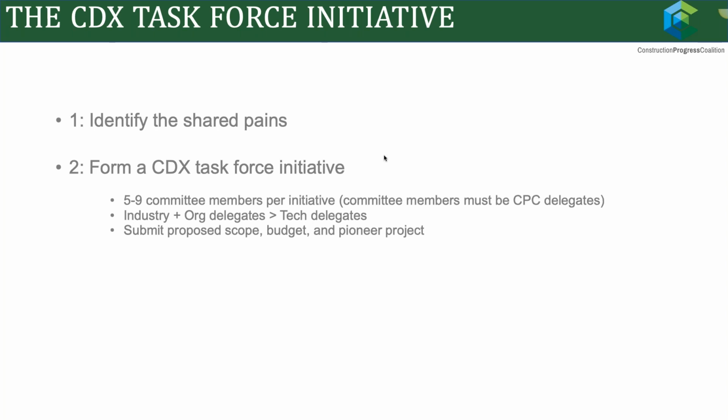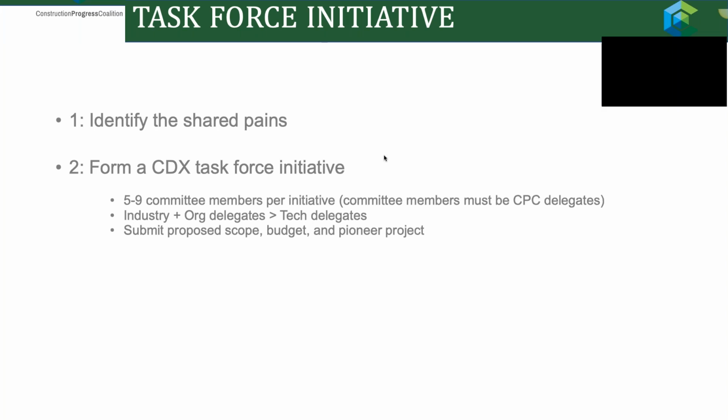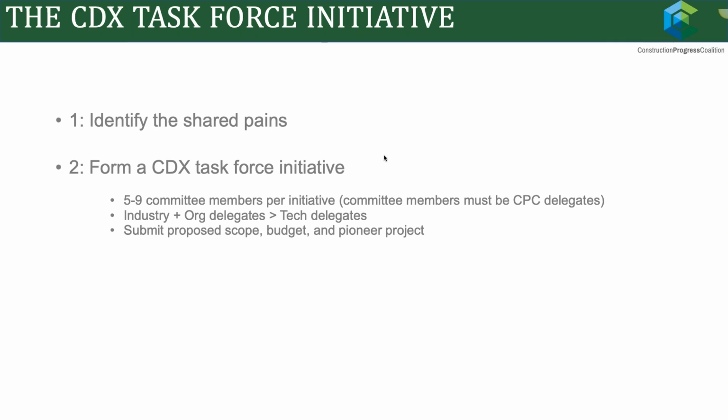Says that industry and organization representative delegates will be greater than the number of technology delegates. So we need representatives from all, but don't want to see a majority of technology delegates for obvious reasons. And then that team will submit their proposed scope, the budget, and their pioneer project that they would like to implement that on. Step 3 will be to define, test, and measure that implementation on an actual pioneer project.